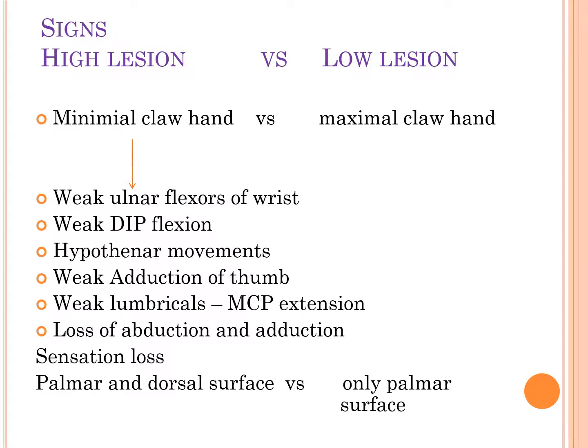The sensation will vary in a high and low lesion. The high lesion will have both the palmar and dorsal surface of the medial 1.5 digits affected, while the low lesion will have only the palmar surface affected because the dorsal cutaneous nerve leaves the forearm before entering the wrist. Hence, the dorsal side is spared. Only the palmar side will be affected.